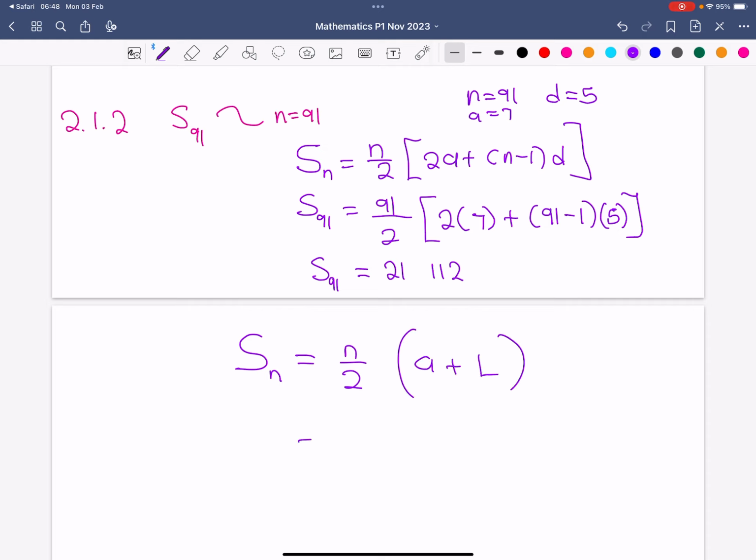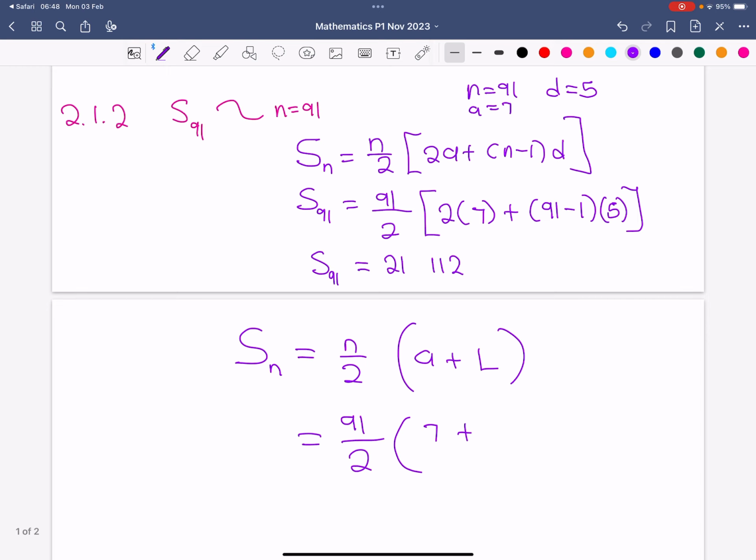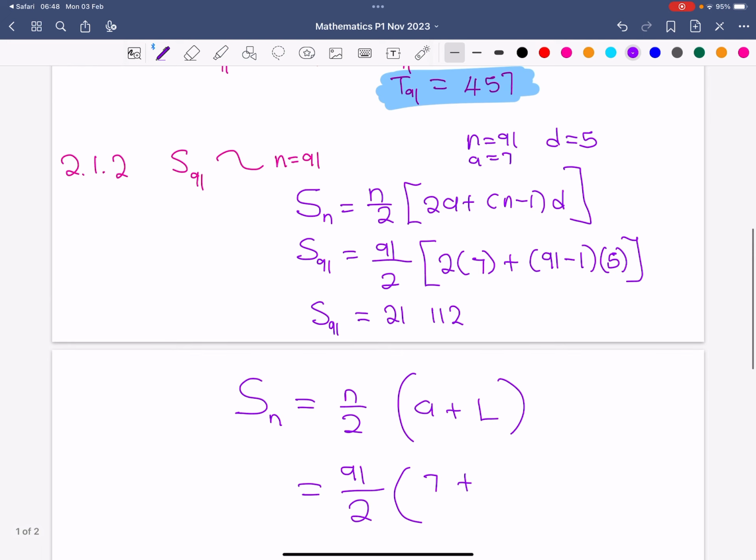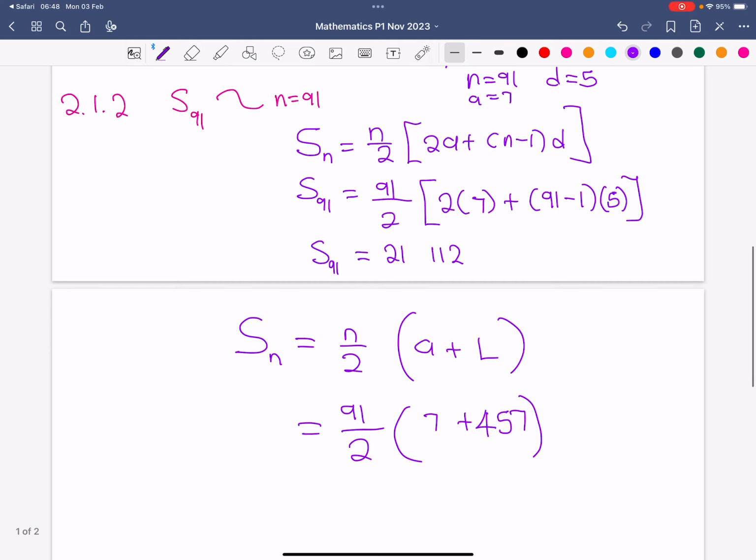All right, what is our n? Our n is 91 over 2. What is our a? Our a is 7 plus, what is our last term? In this case, our last term is the term 91, which we calculated up here, which is 457. And then when you punch this on your calculator as well, it will give you 21,102. So that's how I approach this question, guys.